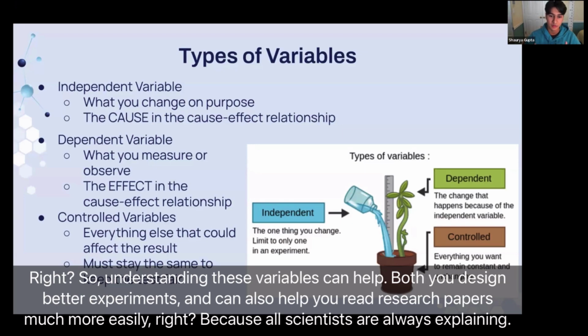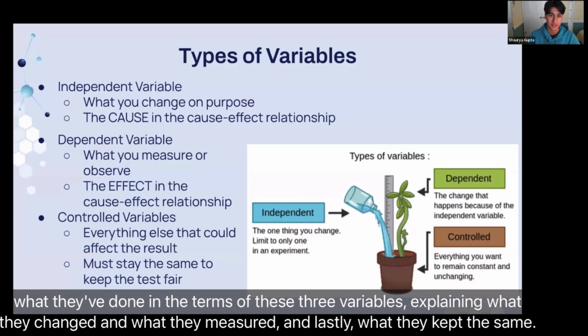So understanding these variables can help you design better experiments and can also help you read research papers much more easily, right? Because all scientists are always explaining what they've done in terms of these three variables, explaining what they changed and what they measured, and lastly, what they kept the same.